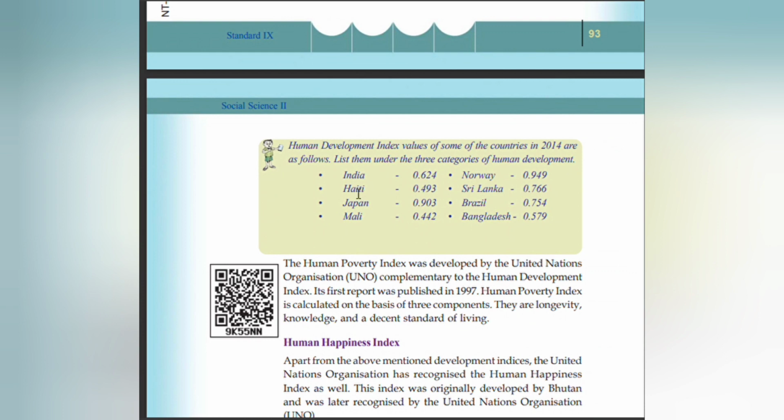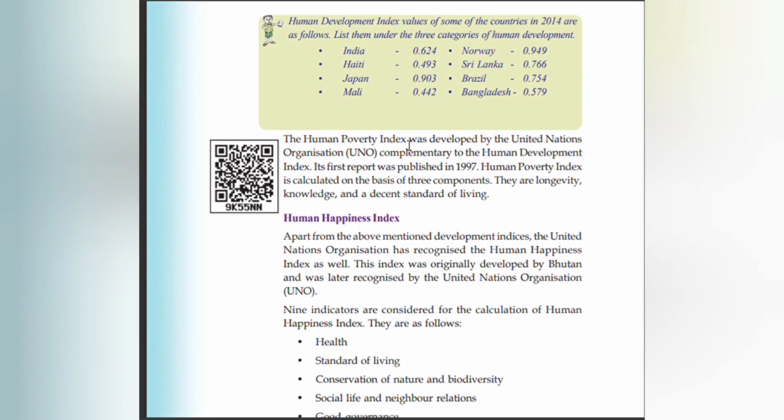India 0.624, Haiti 0.493, Japan 0.903, Mali 0.442, Norway 0.949, Sri Lanka 0.766, Brazil 0.754, Bangladesh 0.579. The Human Poverty Index was developed by the United Nations Organization, complementary to the Human Development Index. Its first report was published in 1997. The Human Poverty Index is calculated on the basis of three components: longevity, knowledge, and a decent standard of living.